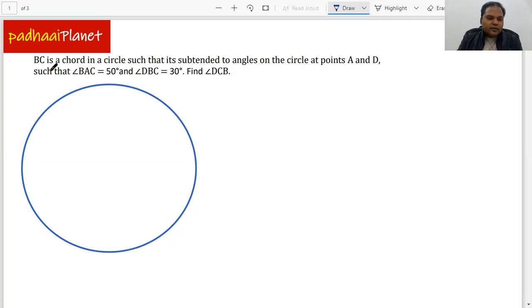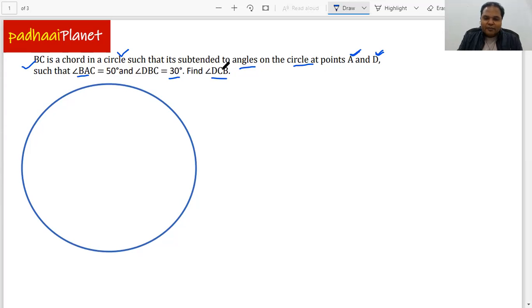It says that BC is a chord in a circle, right? And it's such that it subtends angles on the circle at points A and D. So basically, chord BC is making two angles on the circle at points A and D, such that they're the values which are given: angle BAC is equal to 50 degrees and DBC is equal to 30 degrees. Now, what we need to do is find out angle DCB.